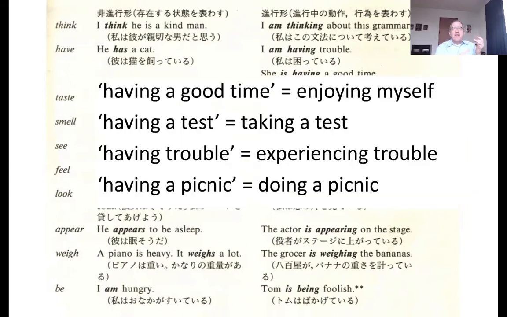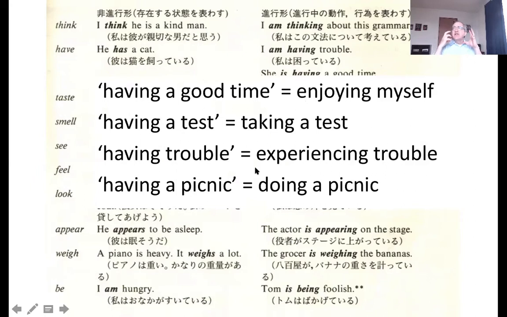Right here, having a good time. That always takes ing. Having a test, having trouble, having a picnic. Having a good time means enjoying myself. Okay, it's not just sitting. It's an active thing. Having a test equals taking a test. Taking a test, it's active. Having trouble means experiencing trouble.